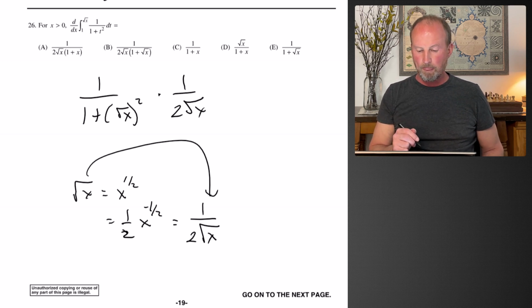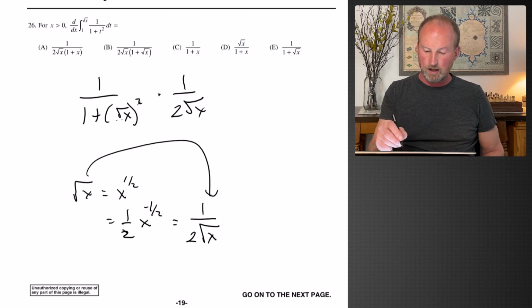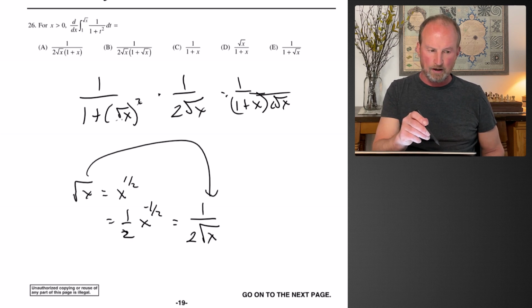Times 1 over 2 square root of x. Looking for that in my expression, I don't totally see it, but I do see that this cancels, right? So I have 1 over 1 plus x times 2 square root of x. Now I see it. Letter A.